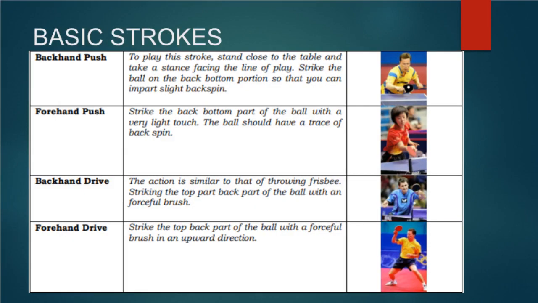Backhand push. To play this stroke, stand close to the table and take a stance facing the line of play. Strike the ball on the back bottom portion so that you can impart slight backspin. Forehand push. Strike the back bottom part of the ball with a very light touch. The ball should have a trace of backspin.